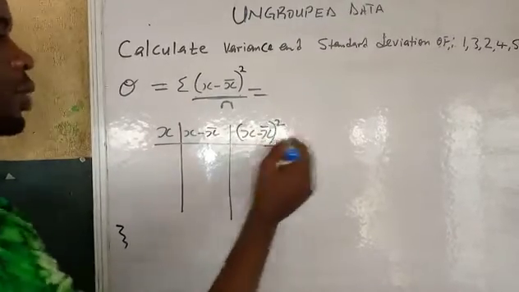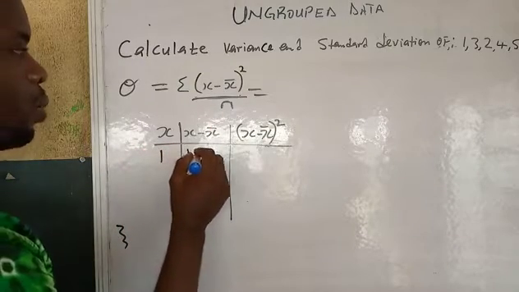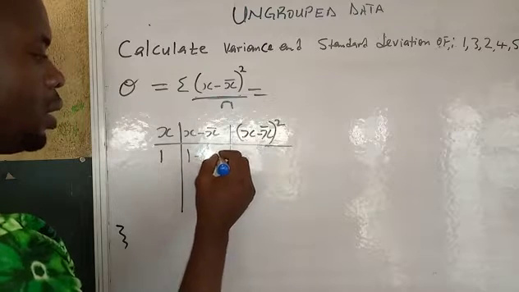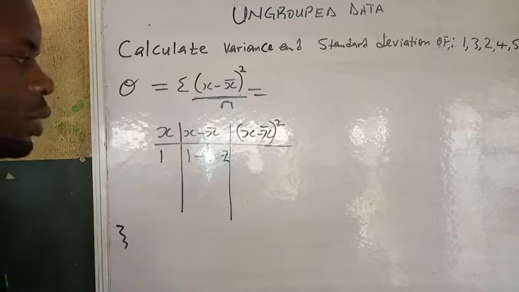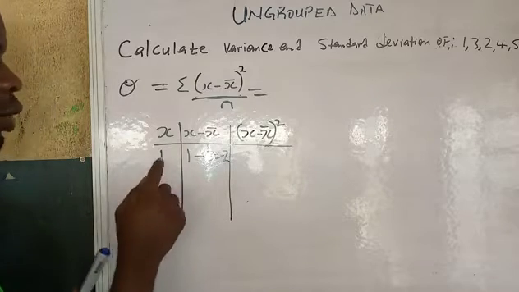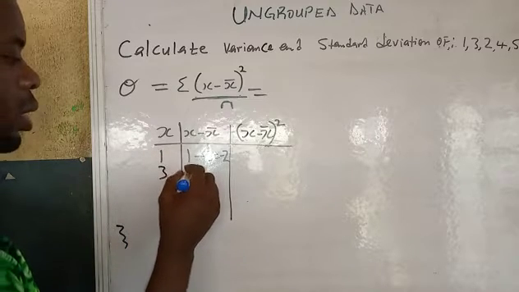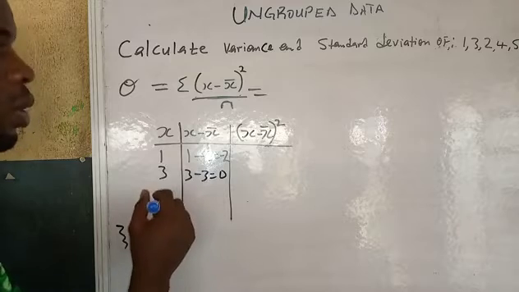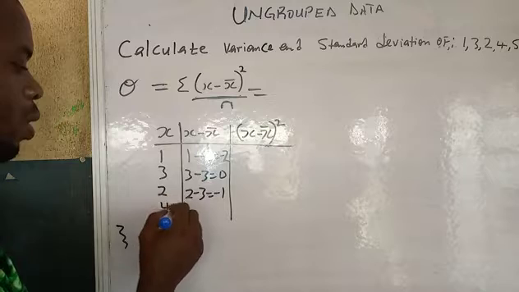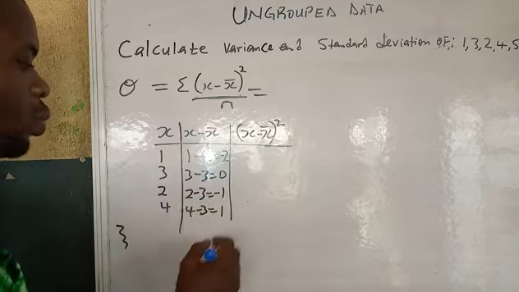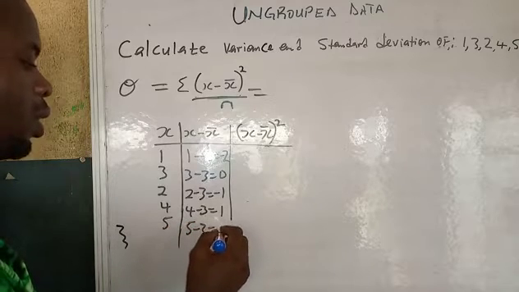Okay. Now let's start quickly. You can have our x to be 1. So we have 1 minus mean 3. It's going to give us minus 2. Okay, so let's do the first. Then we go to our second one, 3 minus 3 is going to give us 0. Then 2. 2 minus 3 is going to give us minus 1. What again? 4. 4 minus 3 is going to give us 1. What again? 5. 5 minus 3 is going to give us 2.